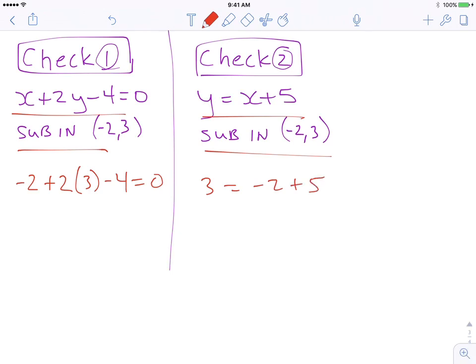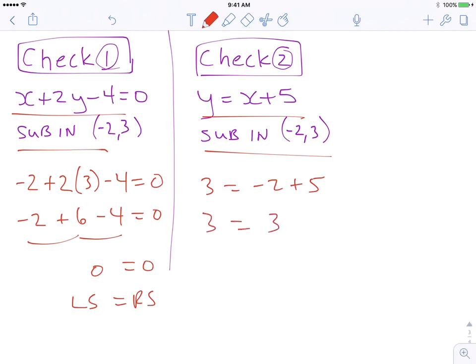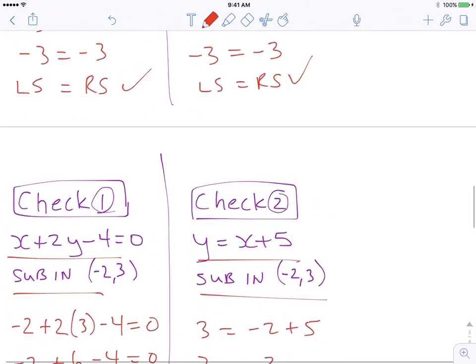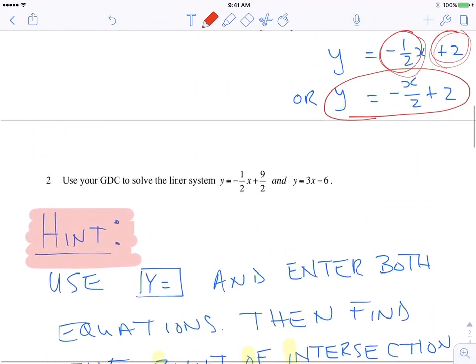And I'm just going to do one line at a time. So I have negative 2 plus 6 minus 4 equals 0. And then this is negative 2 plus 6 is positive 4, minus 4 is 0. So I get 0 equals 0, or left side equal right side. Here I have 3 equal negative 2 plus 5, and negative 2 plus 5, as you know, is 3. So I also have left side equal right side, and check, check. That works for both. Therefore, I've confirmed that that point, negative 2, 3, is indeed definitely the point of intersection.